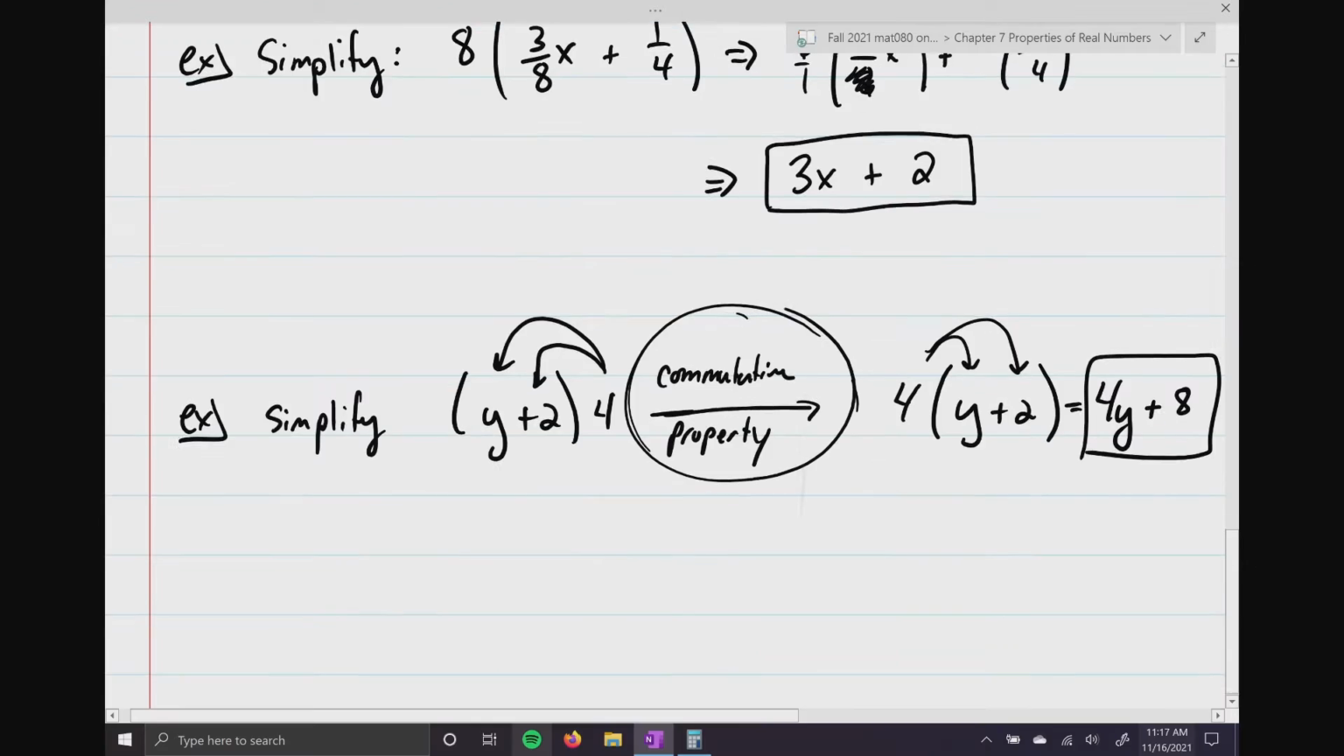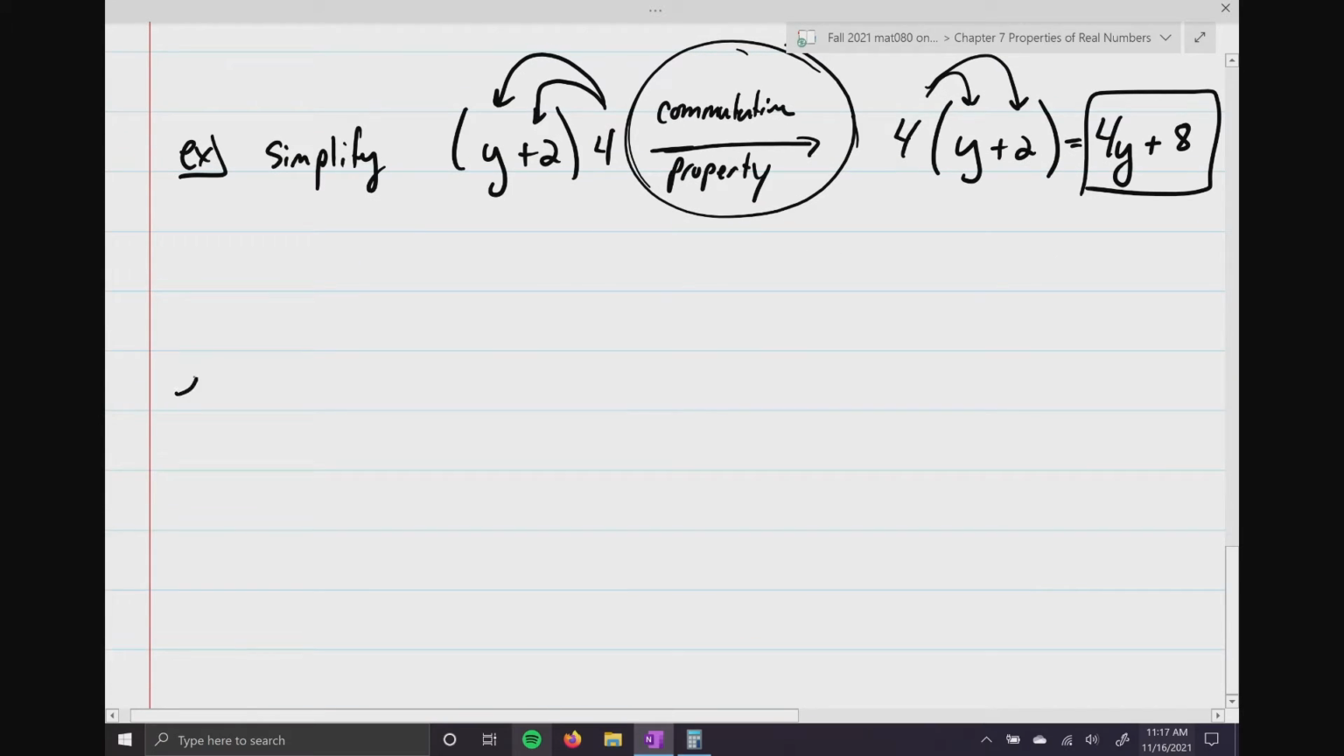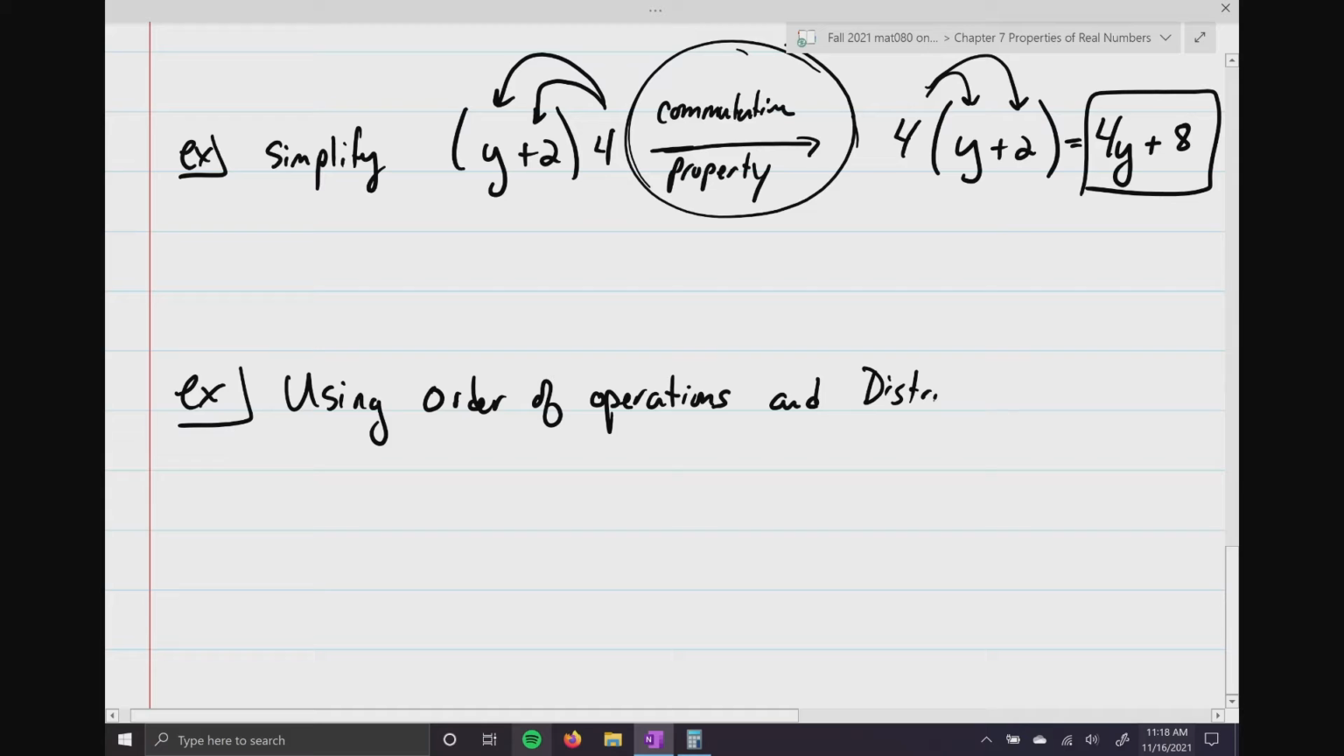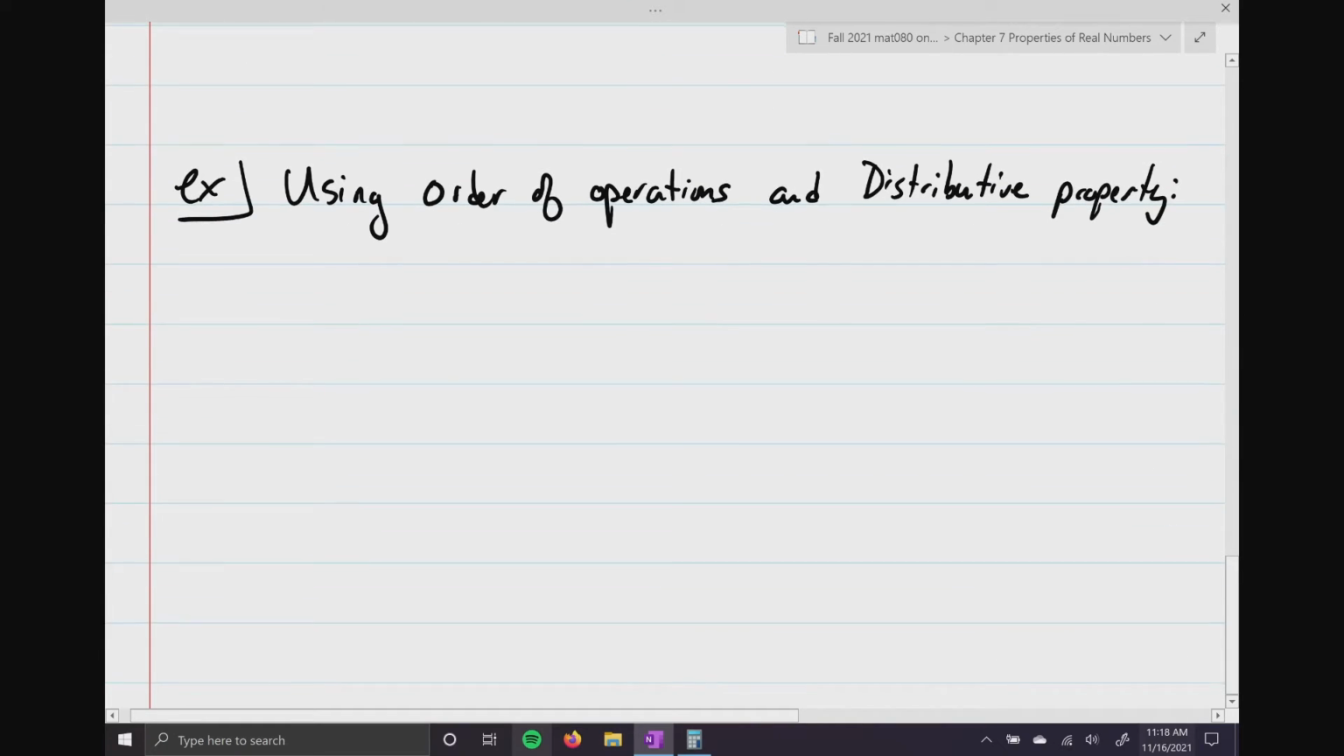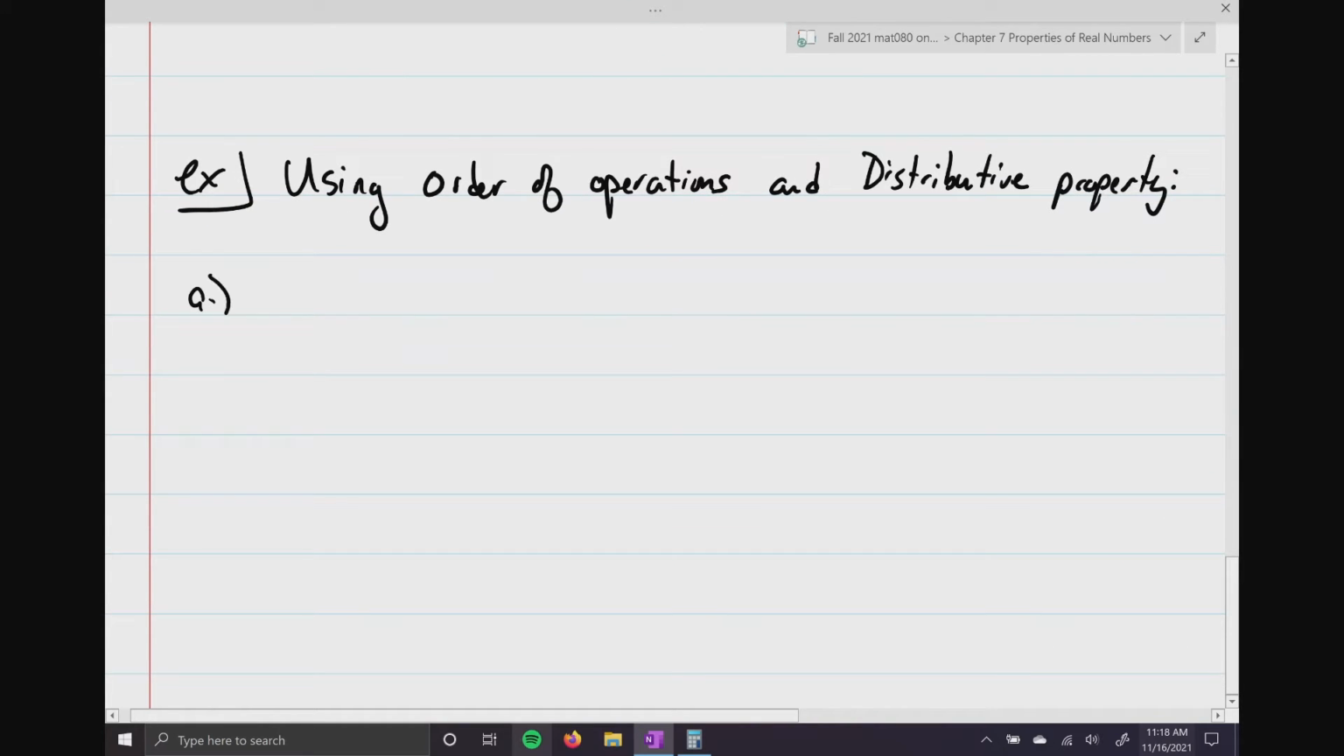Now the last thing I want to do is just go over some examples. We're going to be using order of operations. And we're going to combine the distributive property with it. Okay? All right, so here's some examples here. So part A, let's do 8 minus 2 times the quantity x plus 3.